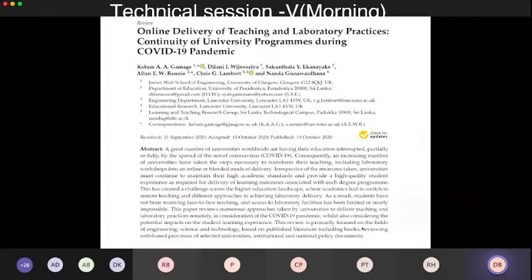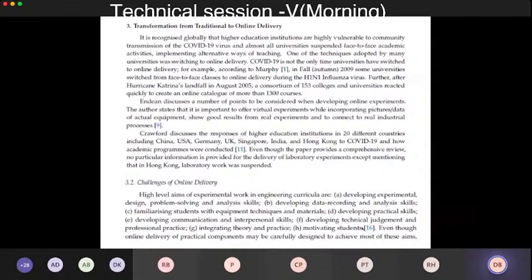Here they discuss a few points, like the transformation from traditional to online delivery. And here, the same situation: how this online delivery and the adaptation to this methodology is very important during this COVID pandemic, so we discuss the challenges of online delivery.